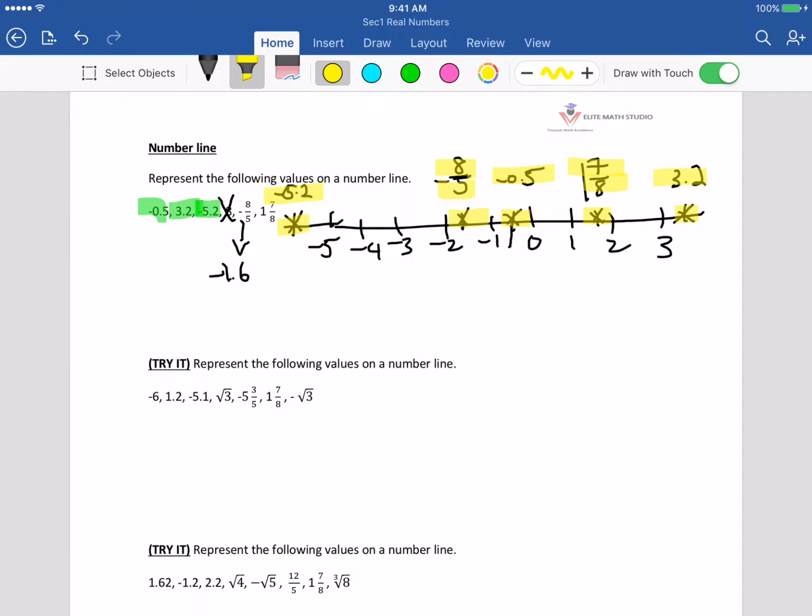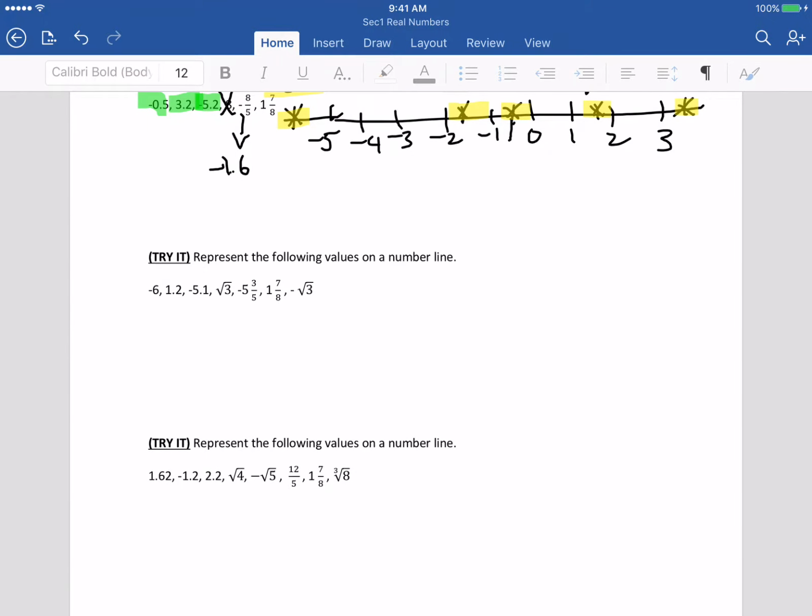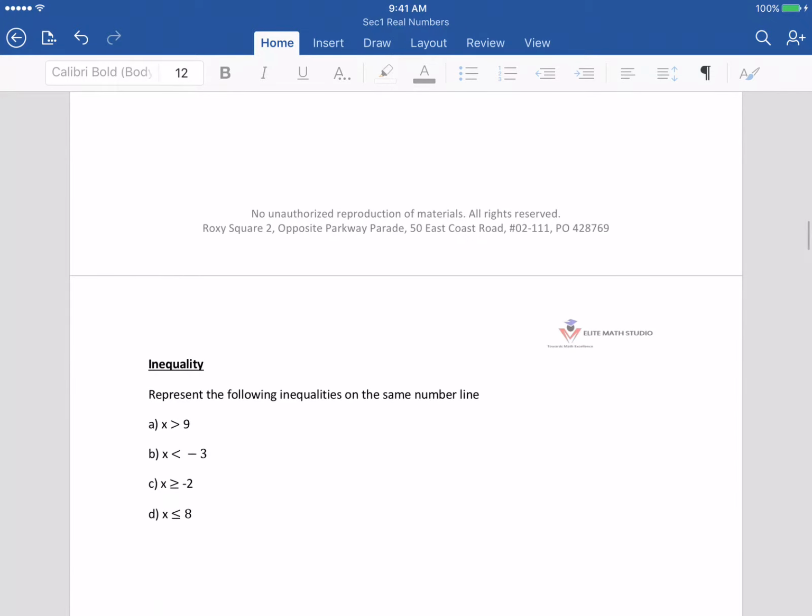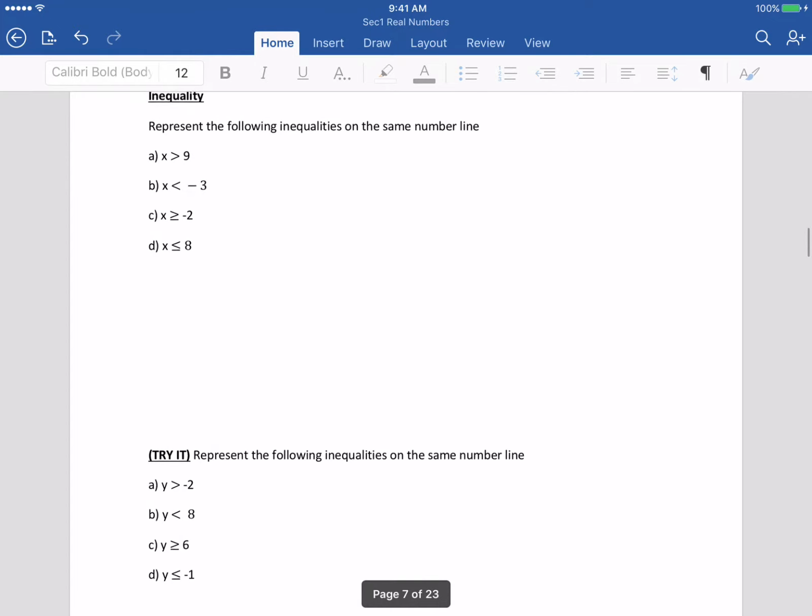Okay, the next one, I'll give you an example. Same thing: try to express everything in terms of decimals. Then try to rearrange them on the number line, just like that. Spot them on the number line and put a cross there. Okay, the next one we'll be doing is inequality.